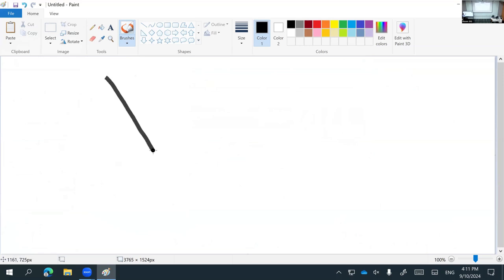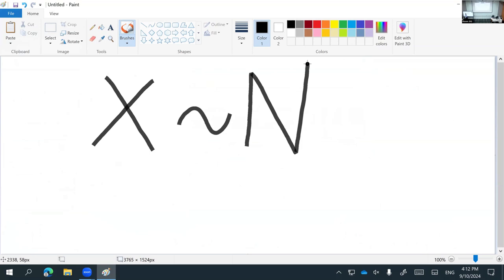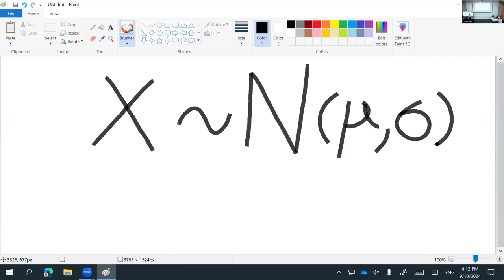Let random variable X be distributed according to normal distribution function with parameters mu and sigma. And this corresponds to the continuous case. This is the Robert De Niro of distribution functions. For the continuous case, you see this all the time.